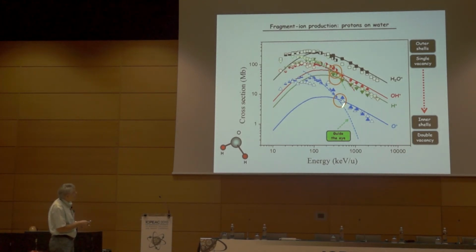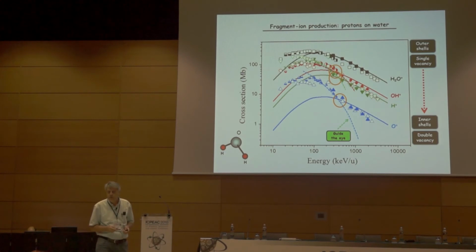Again, I put here the water, showing that for the other ions, H plus and OH plus, there is still an indication of the inflection point. In fact, OH plus and H plus also come from double ionization, but the majority of these two ions come from a single valence vacancy production. So it's a mixed process. In the case of oxygen, it's just one.